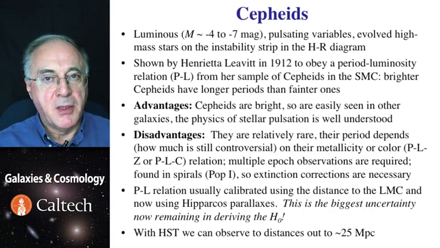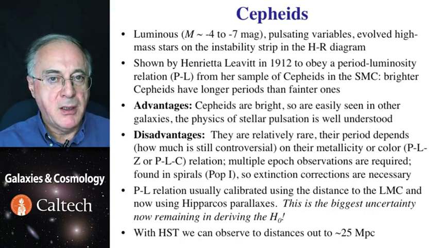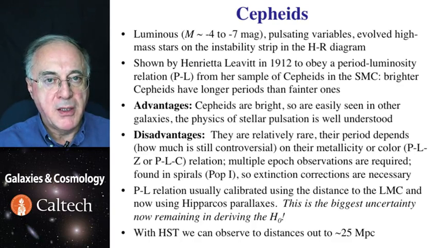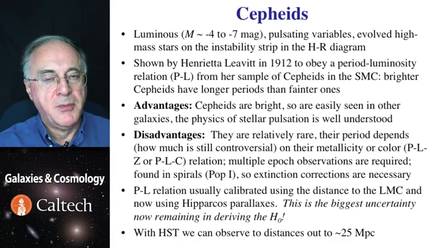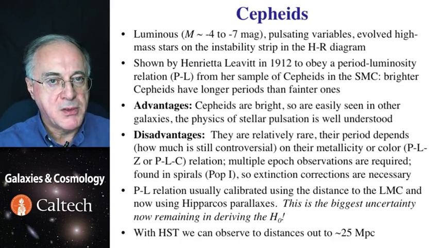Cepheids are important because they are bright, and so we can see them far away. We can find them in galaxies up to maybe 25 megaparsecs or so. So we can calibrate distances to a number of nearby galaxies using Cepheids, which is not easy, but it's possible. And then we can use distances to those galaxies to calibrate some other relations.